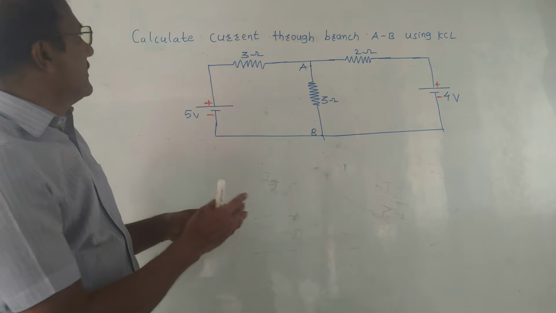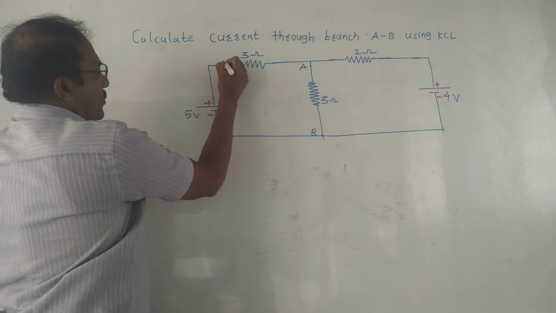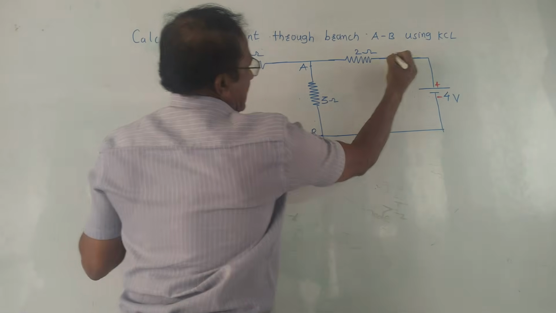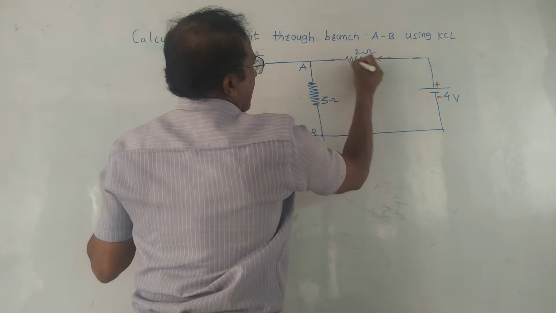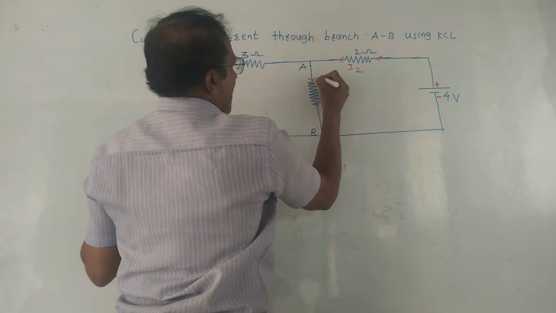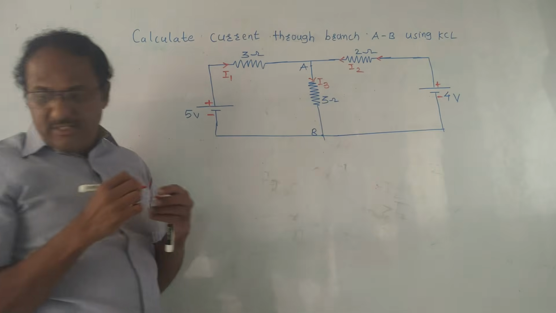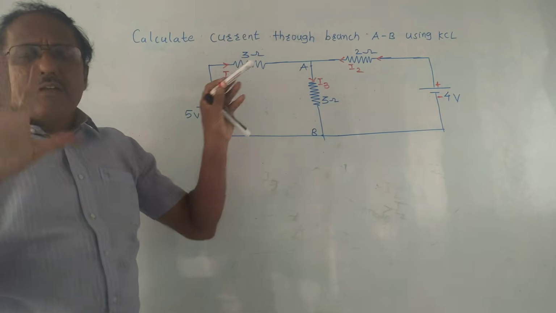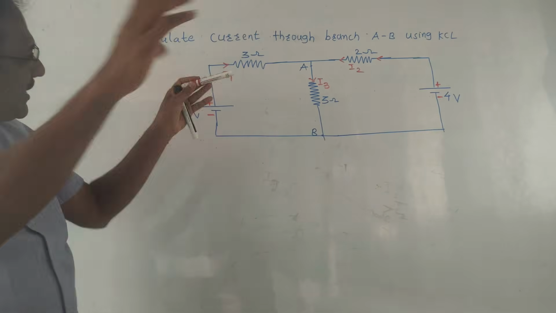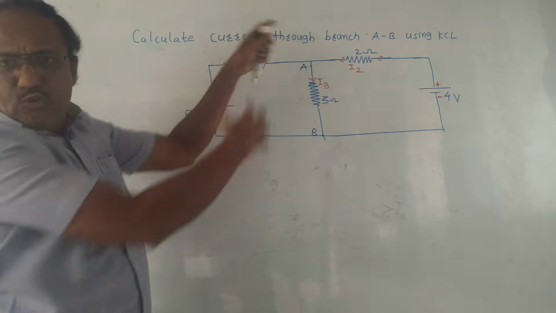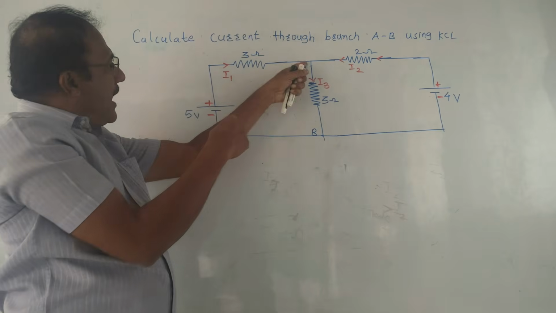So I will assume some currents. Through this branch, I will say this current is I1. In the second branch, I will say this current is I2. In the third branch, I will mark this current as I3. The question arises how I have chosen these directions. Directions are immaterial. You can choose the directions as you like, like I1 I am showing from LHS to RHS. You can well consider it from RHS to LHS.